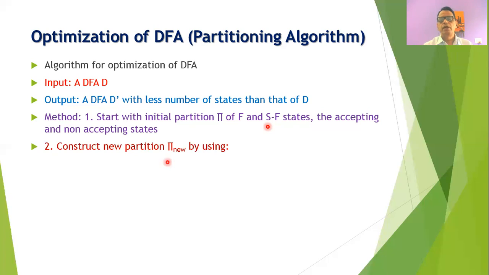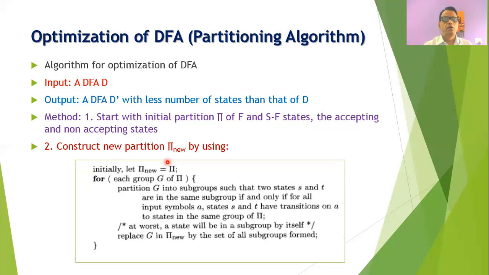Now, once we partition this, we can construct a new partition, and this partition is called pi new. In order to construct this pi new, initially we will assume pi new is equal to pi. Then we know that the partition will have groups. Now for each group of the partition pi, we will divide it into subgroups such that two states S and T are in the same subgroup if and only if for all input symbols a, the states S and T have transitions on a to states in the same group of pi.